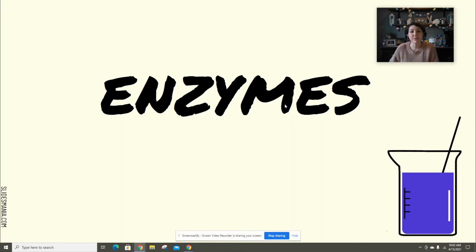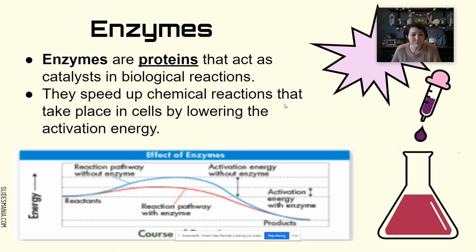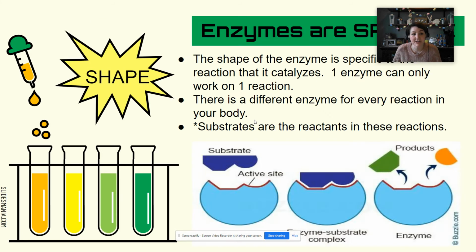All right, part 3 of the first unit was enzymes. So enzymes are so important. We've seen them all throughout biology. So enzymes are proteins, and they're acting as catalysts, which means they speed up reactions. How they do that is by providing a spot for the reaction to happen and lowering the activation energy.